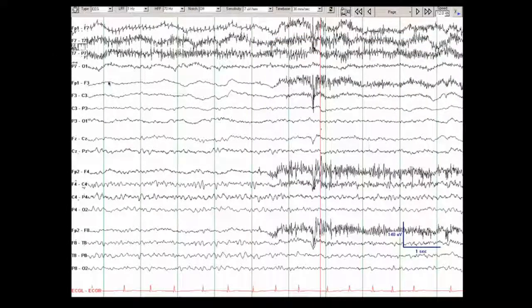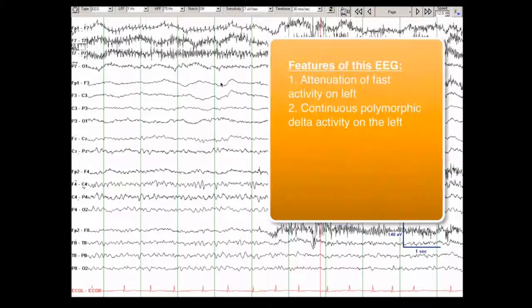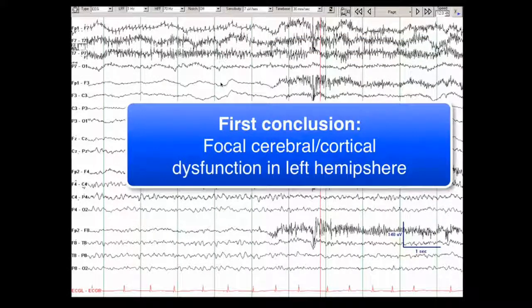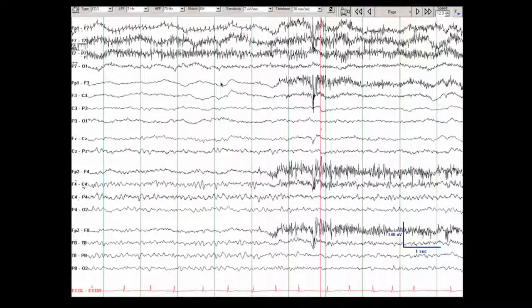Instead, we see this very slow delta activity at a rate of 1 or 2 hertz with some superimposed theta activity, although not nearly as well developed as on the right. Therefore, we would say that there is focal cerebral dysfunction on the left, manifested as focal polymorphic slowing and focal or lateralized attenuation. Let's look at some of the other features of the EEG that are not nearly as obvious.